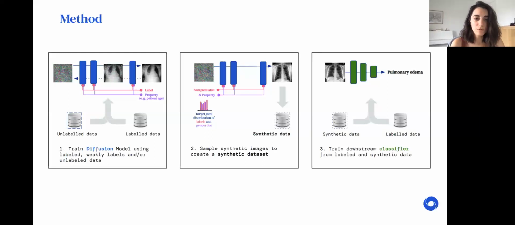The second stage involves sampling from the generative model according to a fair distribution. And the third step involves combining the synthetic samples from the generative model with real labeled data from the source domain and training a downstream classifier.